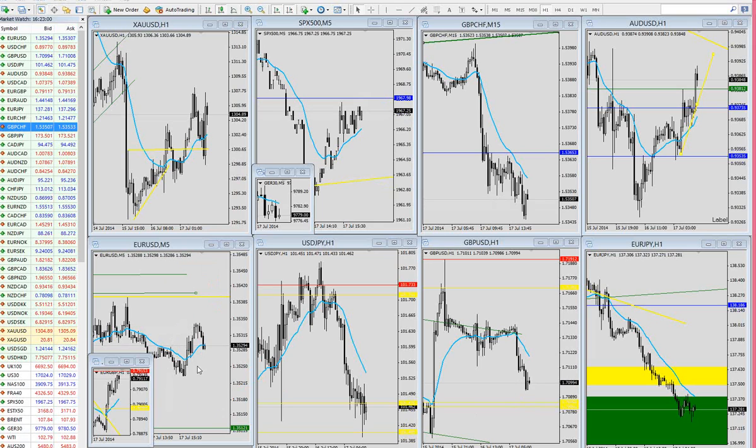Again, some pullback on Euro Dollar. US stocks trying to push higher before the open. Still we are around 7 points down compared to yesterday close.